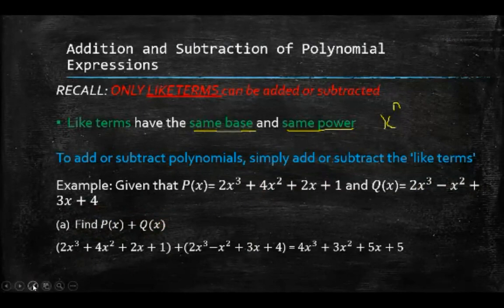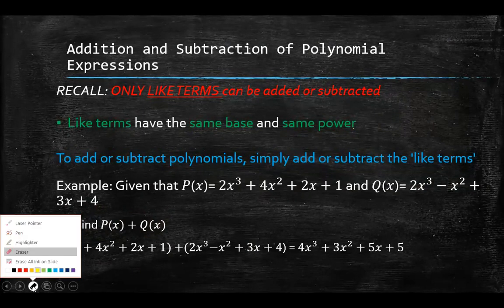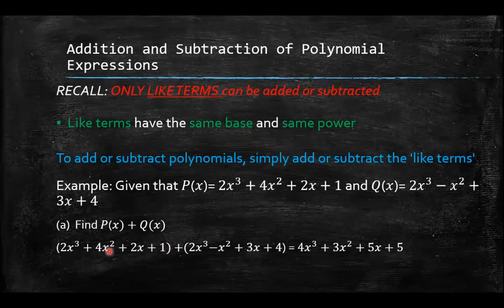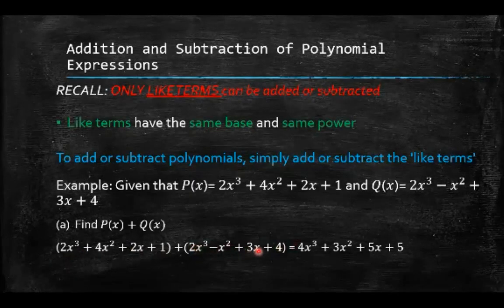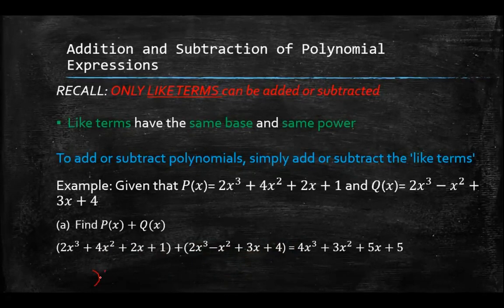two polynomials, right? P of x is a polynomial, q of x is a polynomial, and they want you to add them. So all you have to do is to add the like terms, just like you were doing algebra, right? Because this is algebra. This is the polynomial p of x. This is the polynomial q of x. All I have to do, add the like terms. Like terms have the same base, which is x, and same power, which is n.